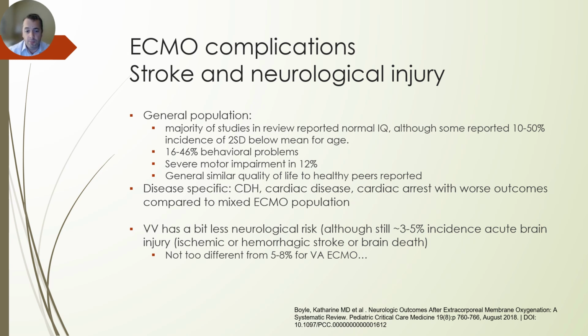And if you break that down by disease, there are some, CDH, cardiac disease, cardiac arrest, ECPR, with worse outcomes compared to the mixed ECMO population. VV does have a bit less neurological risk, although still with about 3 to 5% incidence of acute brain injury, meaning ischemic or hemorrhagic stroke or brain death, which is not too different from the 5 to 8% for VA ECMO, with overall neurological complications, again, not terribly different, 16% in VV ECMO versus around 20% in VA ECMO.